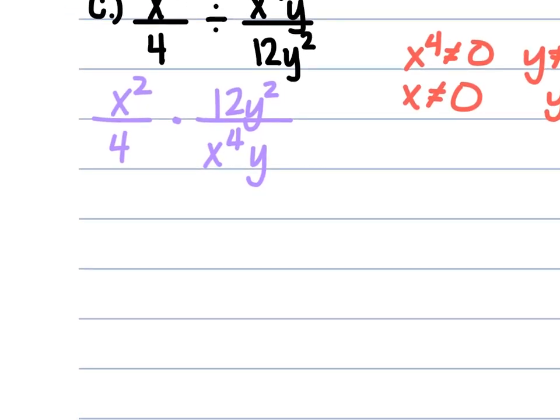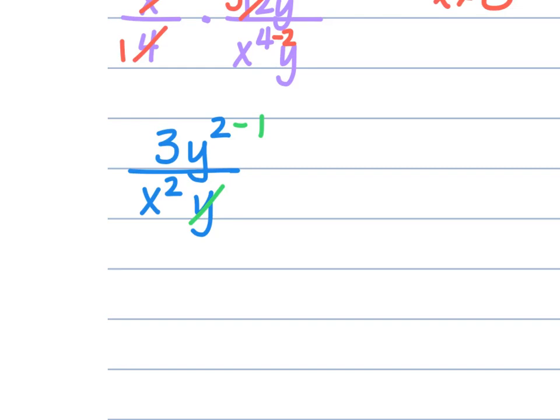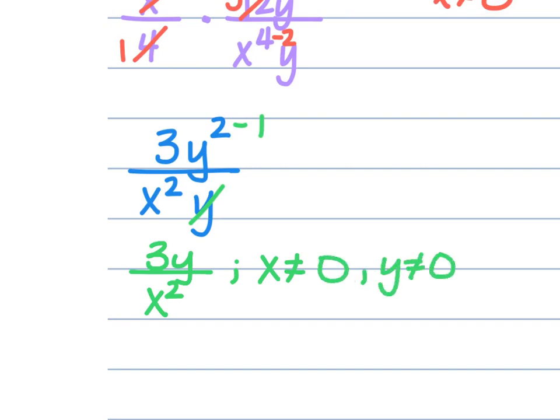So if we can cross simplify before we multiply, we do so. The 4 is going to turn into a 1. The 12 will turn into a 3. From there, that x squared can turn into a 1, and we take 2 away from the x to the 4th in the denominator of the second fraction. So we're going to be left with 3y squared over x squared y. Those y's can also cancel out to be y squared minus the first. So this is just going to be 3y over x squared, where x cannot equal 0 and y cannot equal 0.